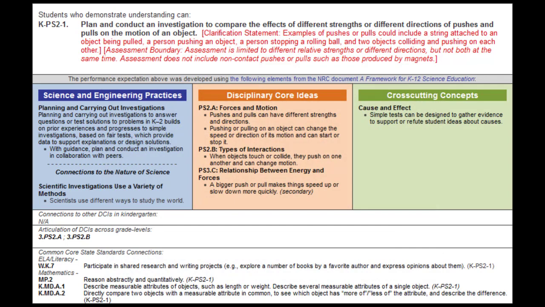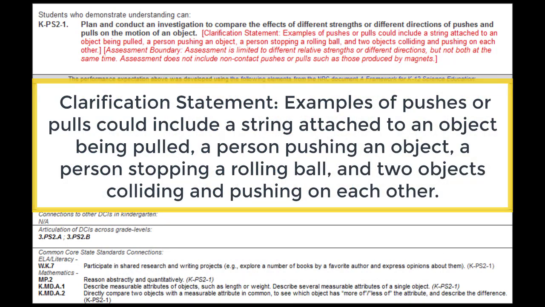A good place to start is by looking at the clarification statement for this PE. The clarification statement will give you ideas of how students can achieve this standard. I mention this because please remember, in order to achieve this standard or any other NGSS standard, students must demonstrate their understanding of the standard. The clarification statement reads as follows. Examples of pushes or pulls could include a string attached to an object being pulled, a person pushing an object, a person stopping or rolling a ball, and two objects colliding and pushing on each other.